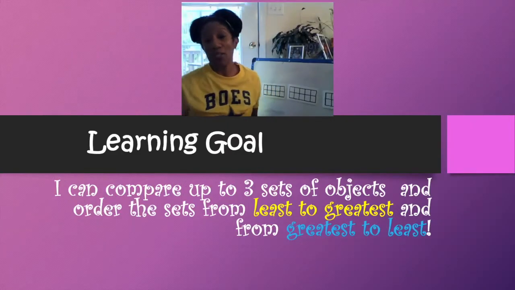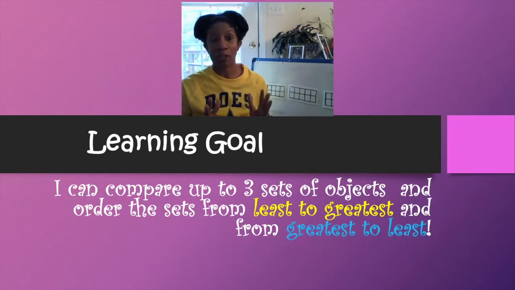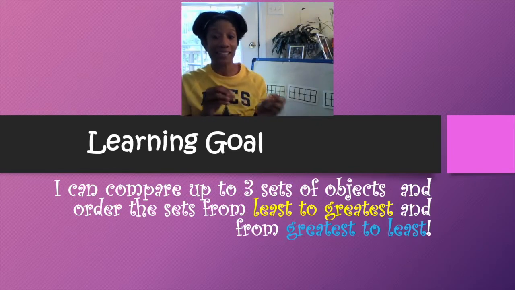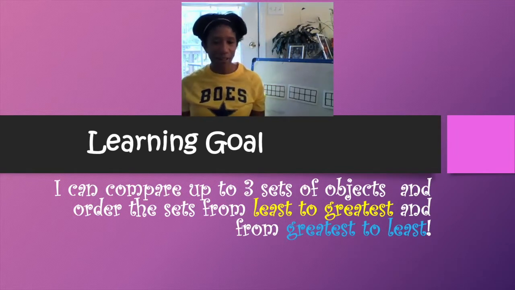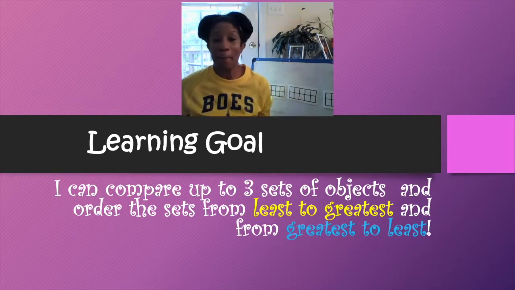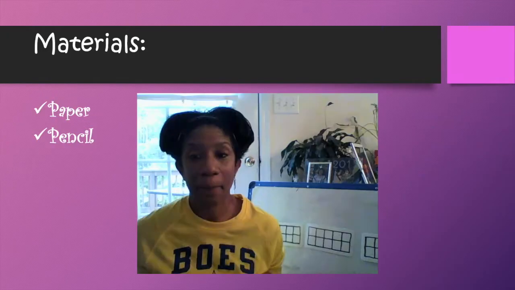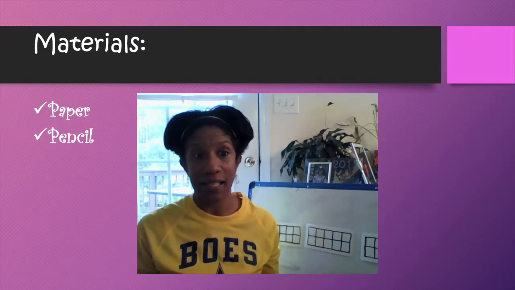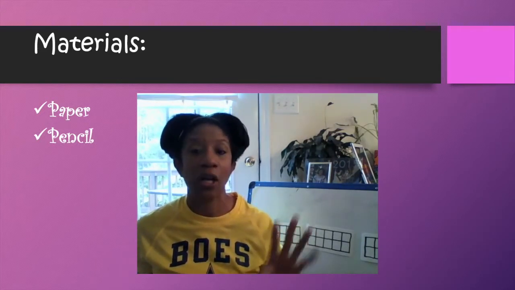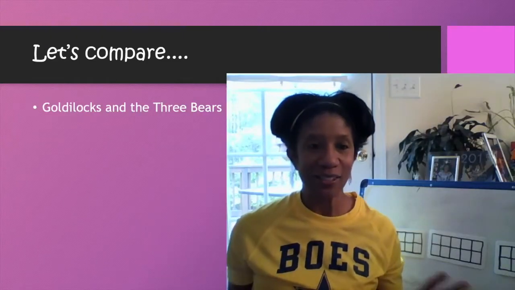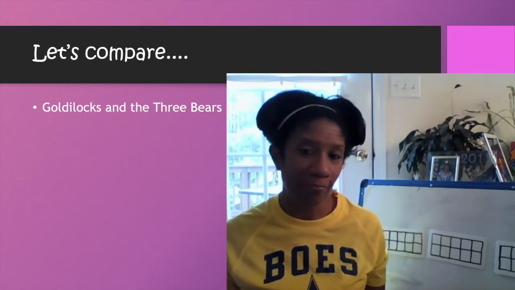Look at what we're going to do today. Our learning goal is that we're going to compare up to 3 groups of objects and order those sets from least to greatest and greatest to least. Oh my goodness, that sounds like a lot, but I know you can do it. The materials you're going to need are paper and pencil, but you won't need those until much later in the lesson when you're doing your practice set. So now, let's look at comparing.